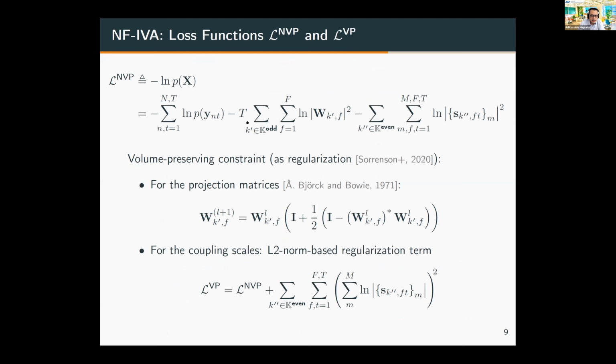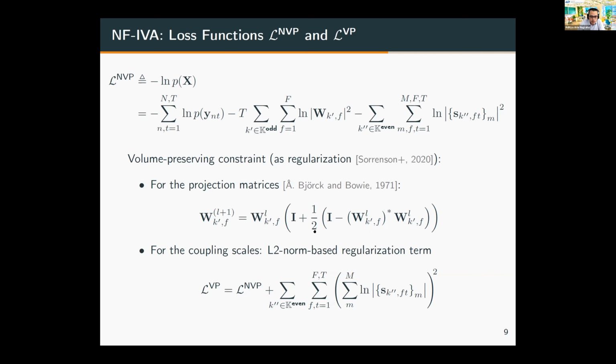The loss functions to be optimized are either L_NVP or L_VP. L_NVP is simply the negative mixture log likelihood function, while L_VP is a variant in which we consider a volume preserving constraint. And to do so, for the projection matrices, we use this computation for multiple iterations to obtain the nearest orthogonal matrix. And for the coupling scales, we propose an L2 regularization term as shown here.